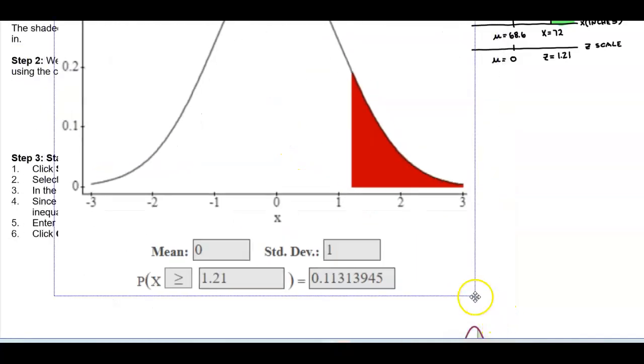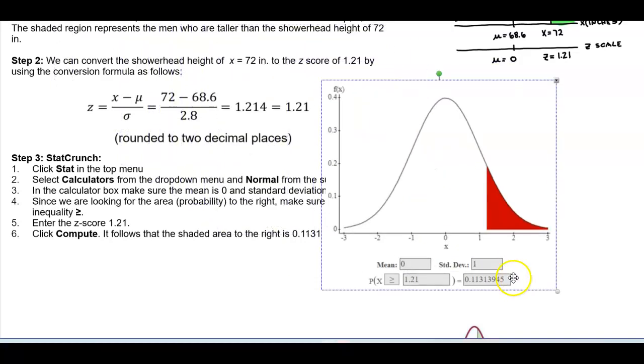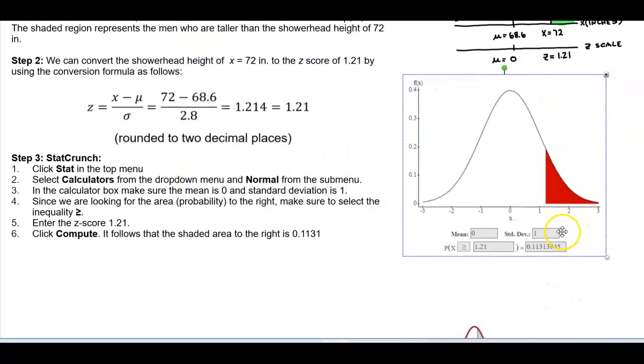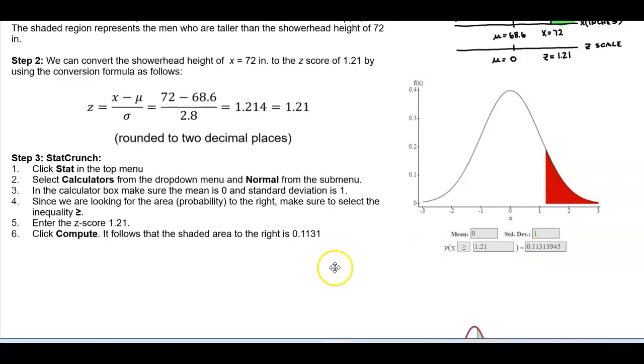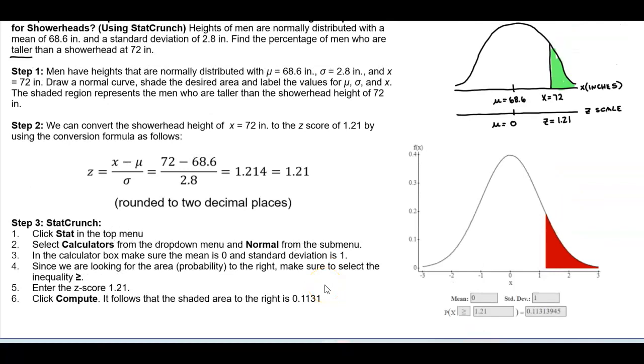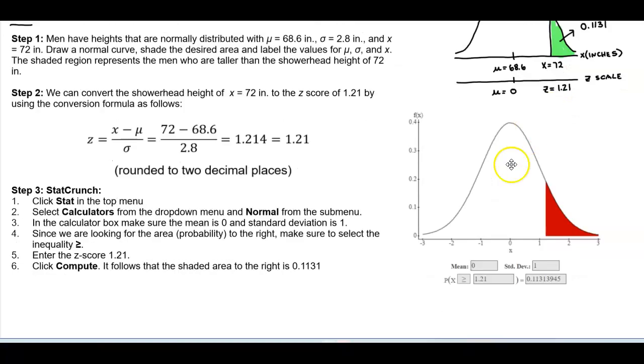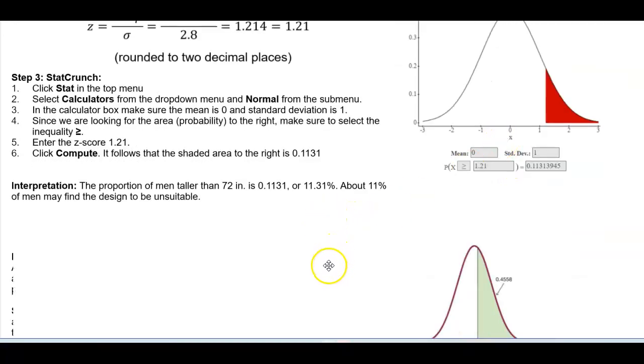And so there is our picture in StatCrunch, and there you can see our probability of 0.1131, which is rounded to 4 decimal places. So therefore we see that that's what the area is. So this area here is now going to represent a probability, or actually a percentage, of 0.1131. So the interpretation would be the following. The proportion of men taller than 72 inches is 0.1131, or 11.31%.